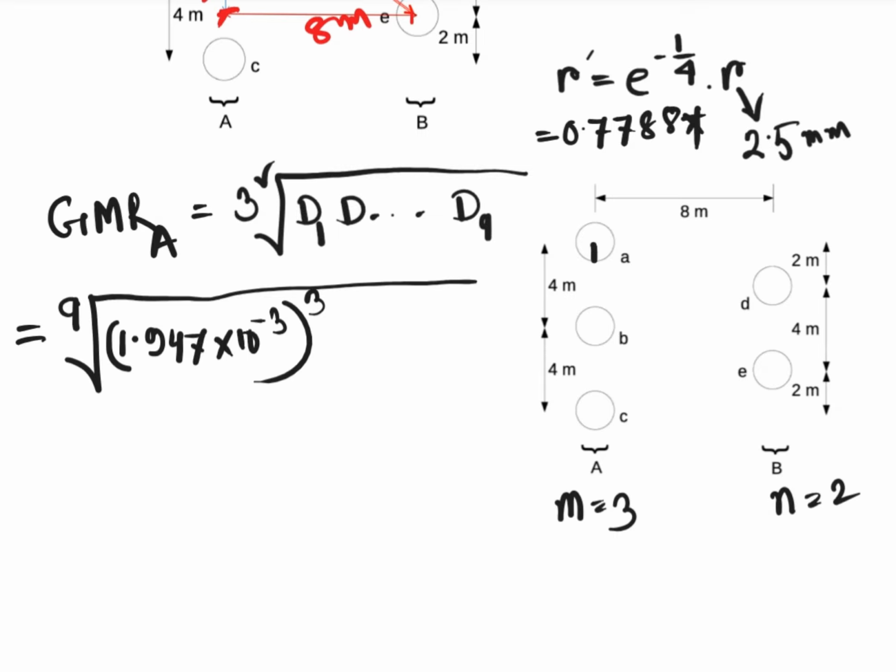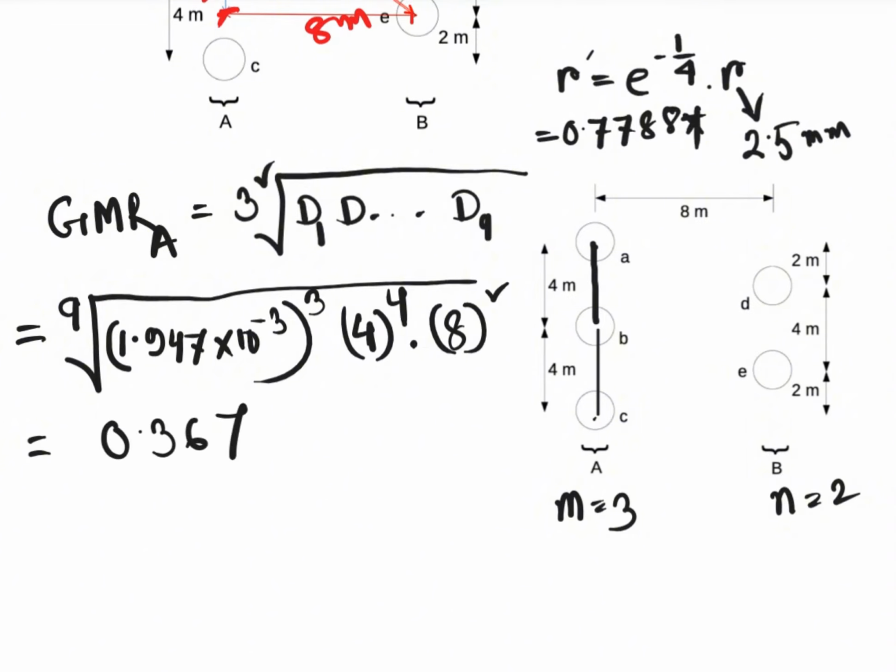And the distance from A to B is 4, same as B to A is 4. Again, B to C is 4, C to B is 4 as well. So 4 distances of 4, that's why 4 to the power 4. And from A to C is 8 and C to A is 8, so altogether 8 square. Now calculate this value. So the value we found, that is 0.367 meter.